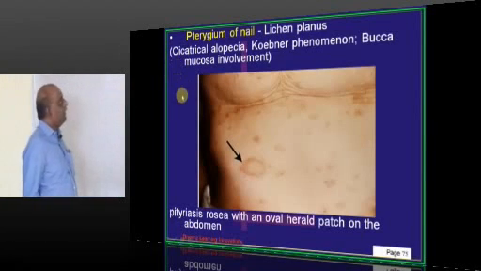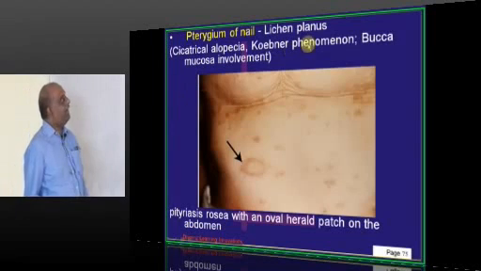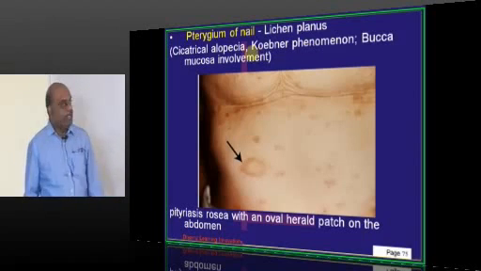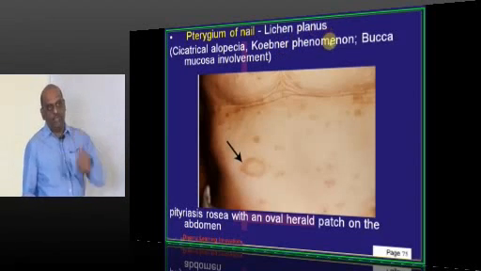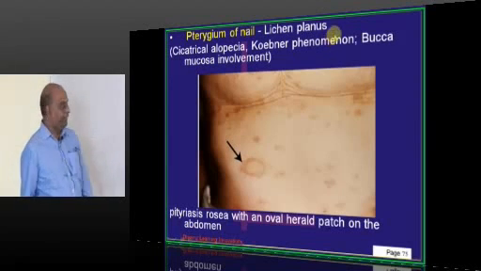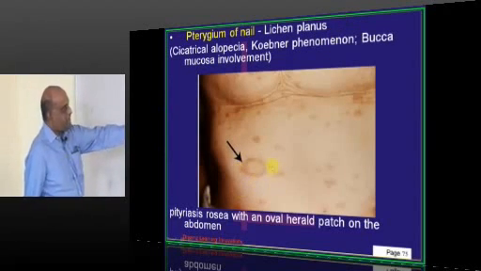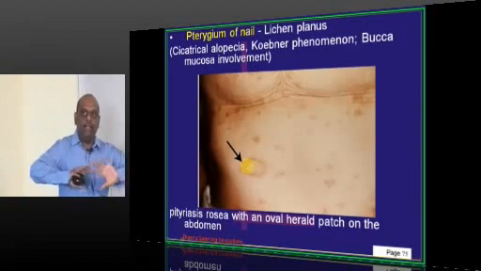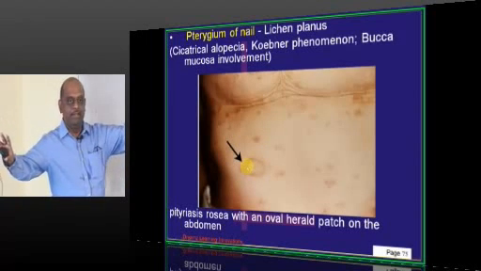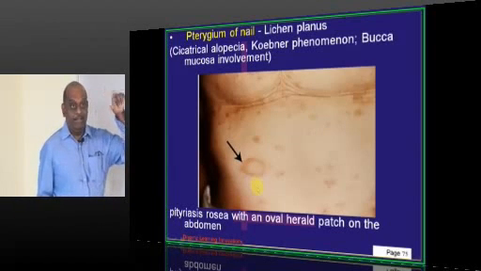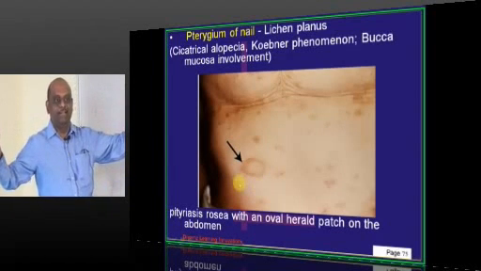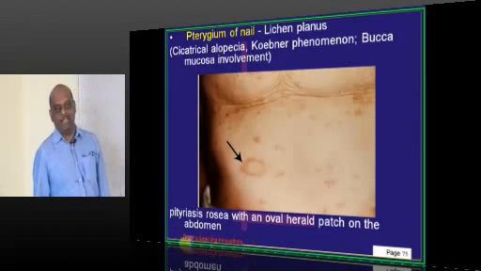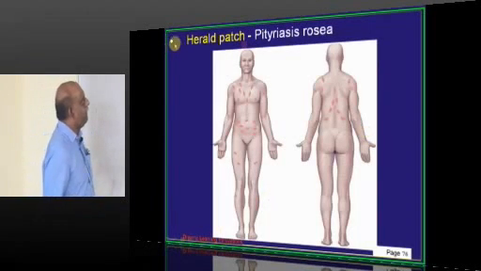And what are the other things you see in lichen planus? Cicatricial alopecia, scarring alopecia, Koebner phenomenon, and buccal mucosal involvement because of Wickham's striae. Then what is this lesion called on the trunk, doctor, which is typically one single lesion that comes first, followed by multiple lesions? This lesion heralds the onset of a bigger eruption. That's the reason it is called herald patch, which is seen in pityriasis rosea, is what you need to basically remember.